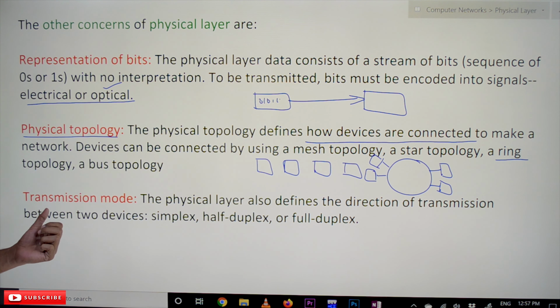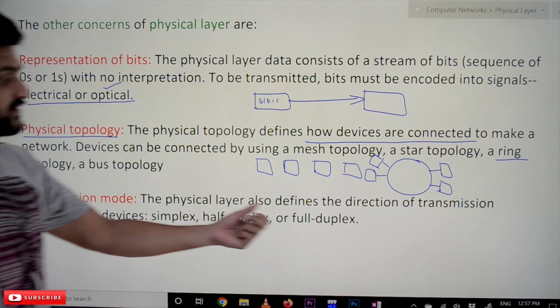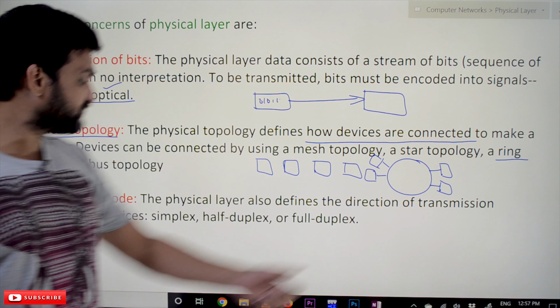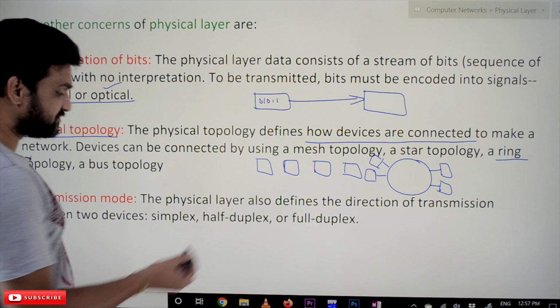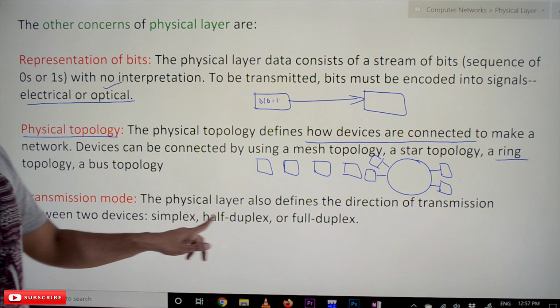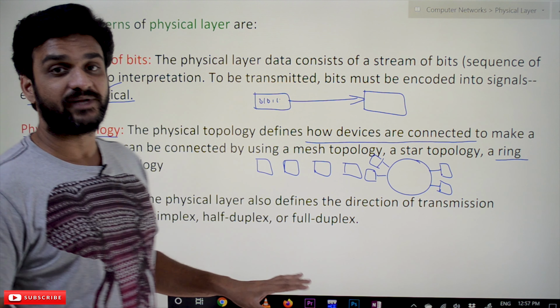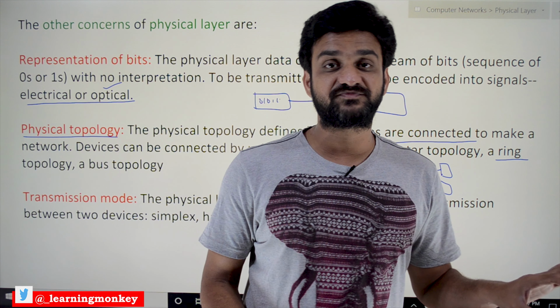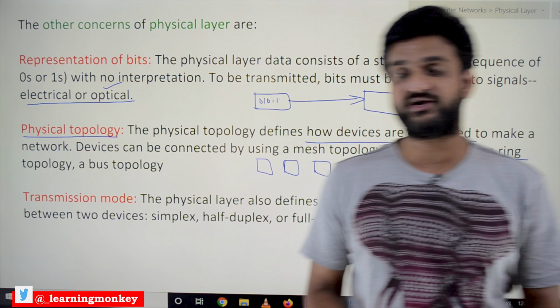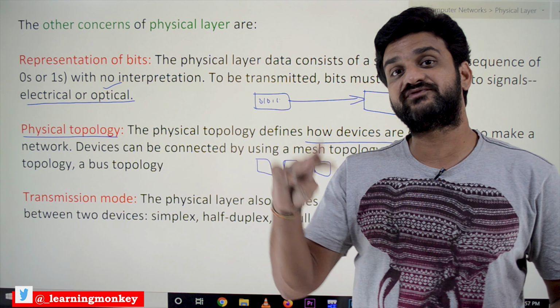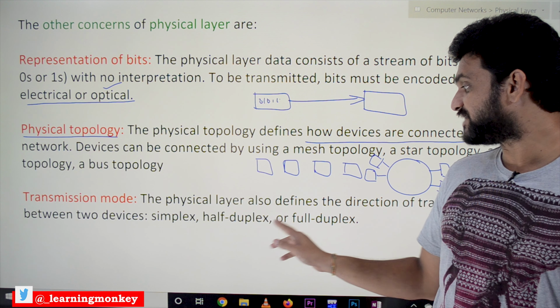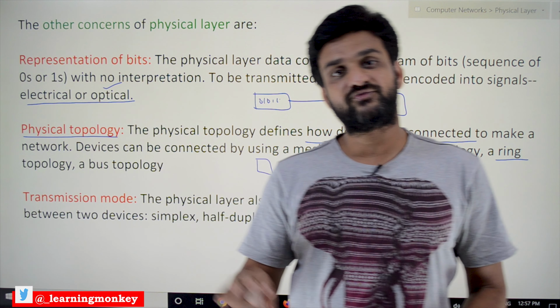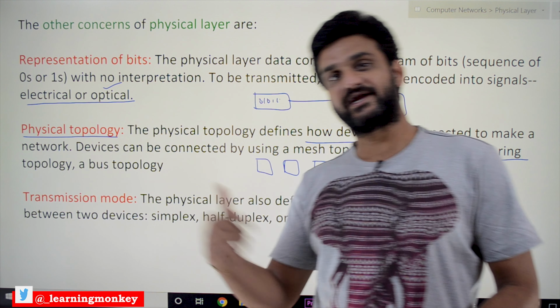And the next concern is transmission mode. The physical layer also defines the direction of the transmission between the 2 devices, which are simplex, half duplex and full duplex. What this direction of transmission is, we will try to understand in a separate video. There are 3 different ways in which the signals can be transmitted: simplex channel, half duplex channel and full duplex channel. We will try to understand about this in our later videos.